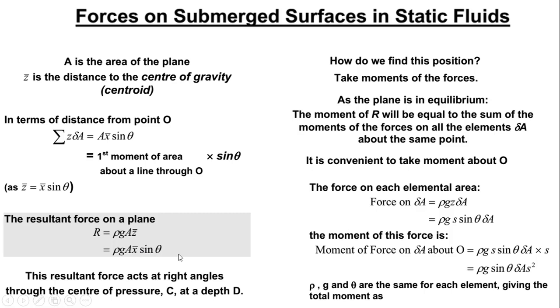Okay, so now how do we find the position at which the center of pressure is acting? What we need to do now is to take the moments of the force. We know that the moment of a force is equal to the force multiplied by the perpendicular distance. So here we've got the force, which is rho G Z multiplied by delta A, or we can write it as rho G S sine theta delta A.